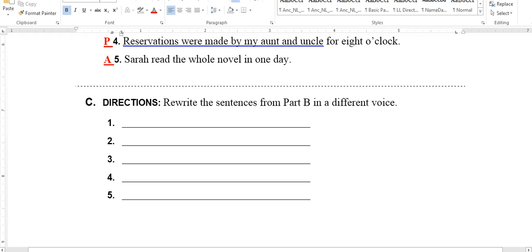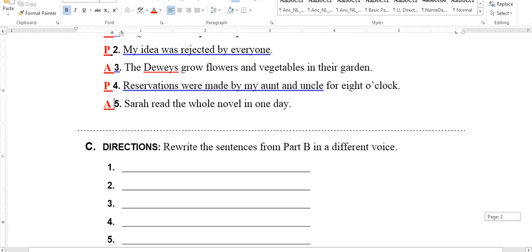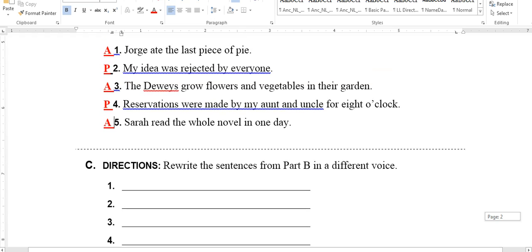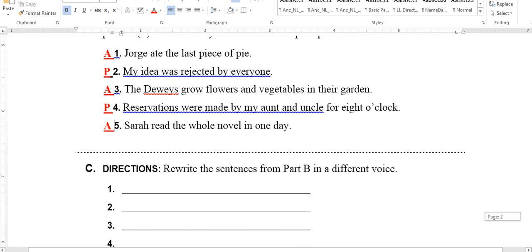In this exercise C, it needs you to rewrite the sentences from part B in a different voice. According to this, if it was active, we'll write it passive. If it was passive, we transform it into active, and so on. Let's read the first one. It's an active: George ate the last piece of pie.